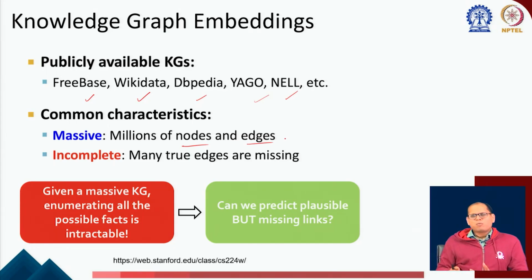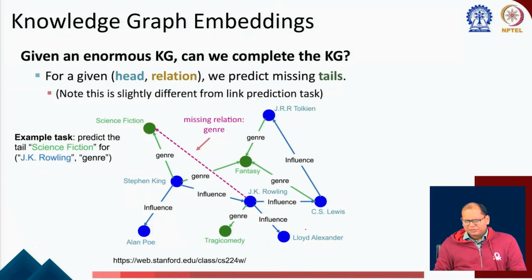And that's where a very interesting task comes in: if you are given a massive knowledge graph, you cannot enumerate all the facts, but can you predict some plausible but missing links from that, right? Missing link prediction, can I do that? Let's take an example. So this is what I mean by a knowledge graph.